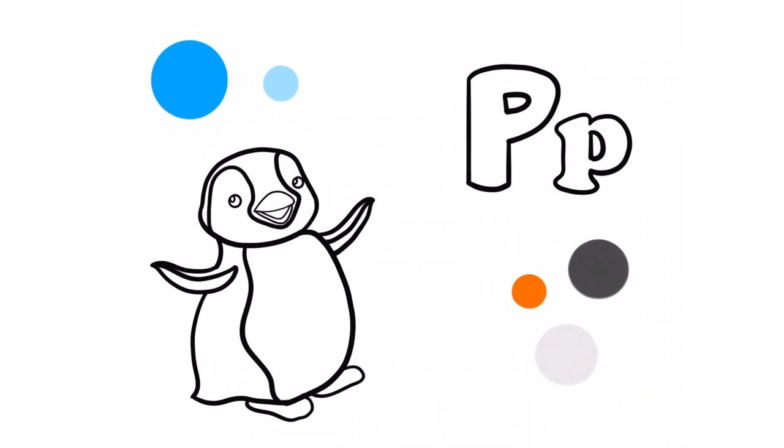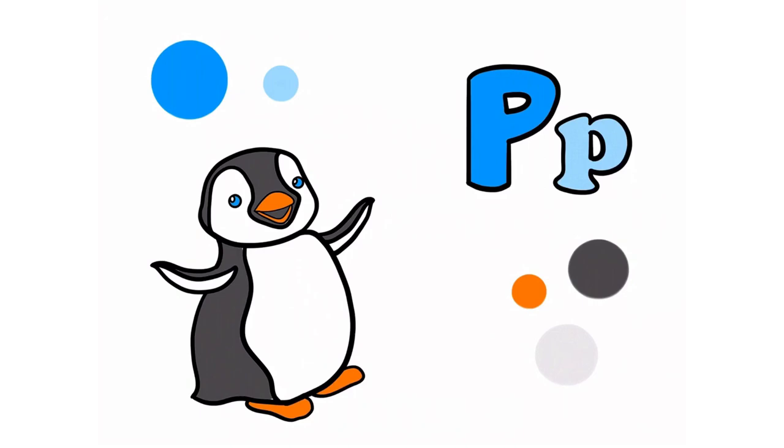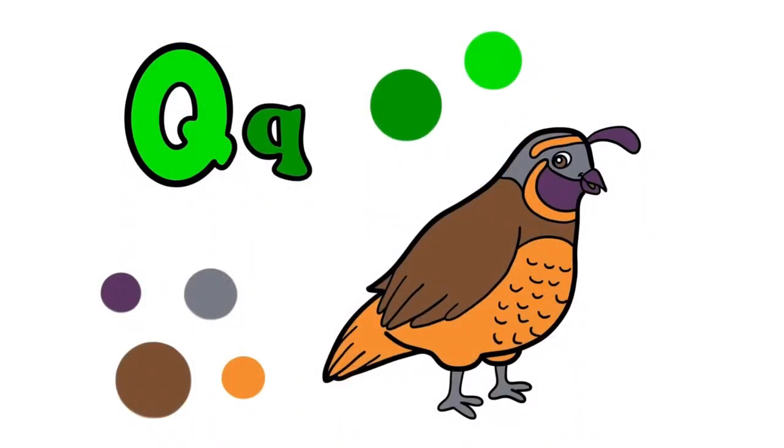Let's color. Blue. Light blue. Orange. Black. Penguins always wear a black and white tuxedo. He's so adorable. P is for penguin. Let's learn the letter Q.